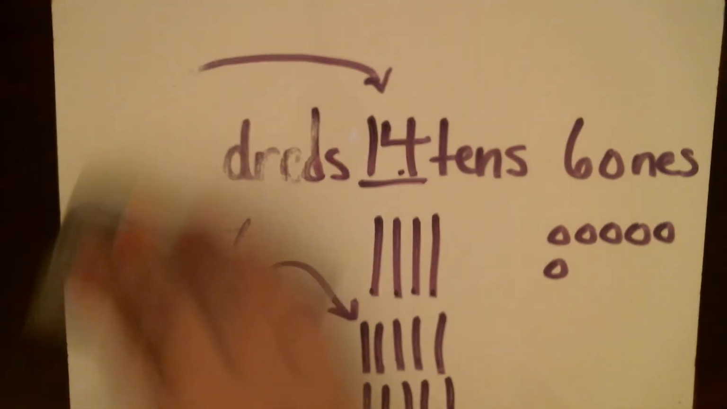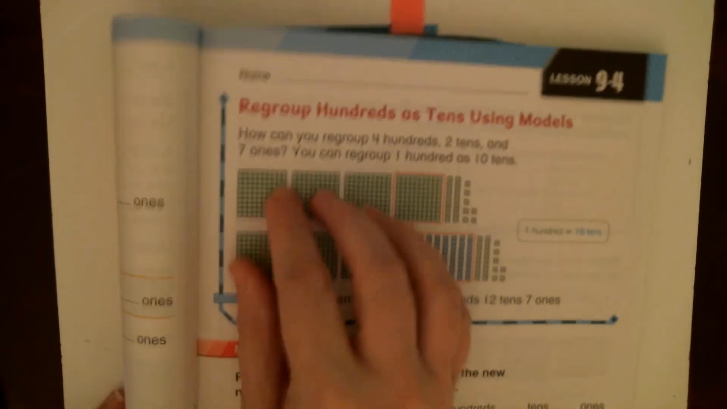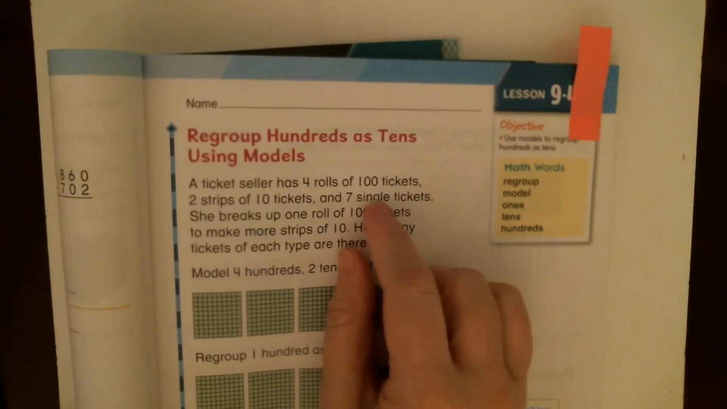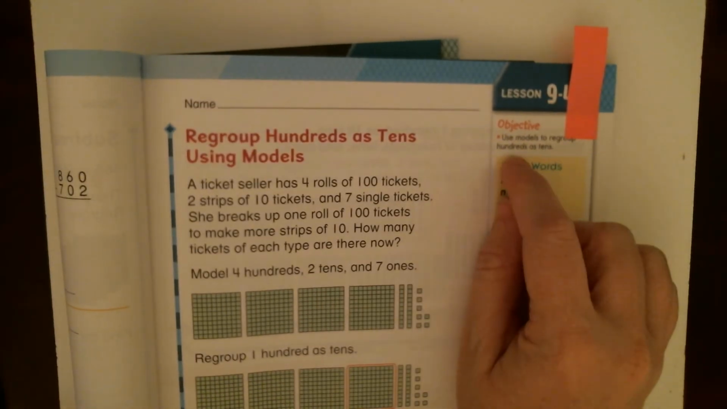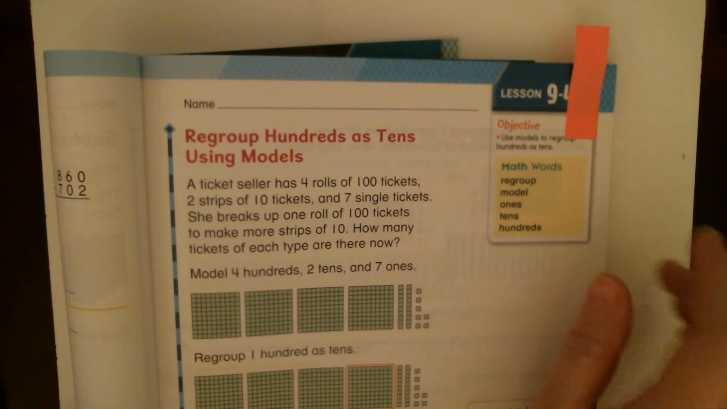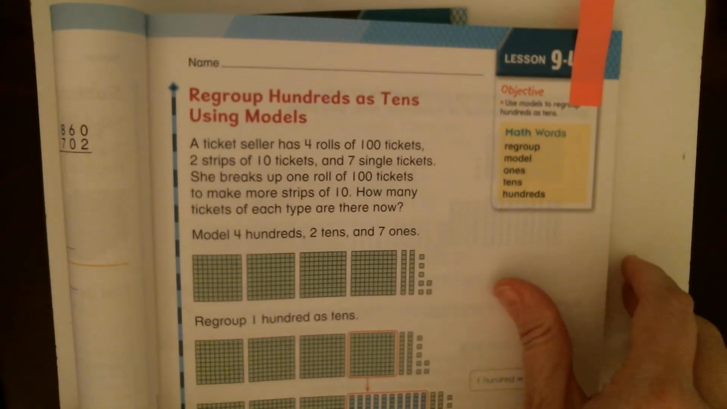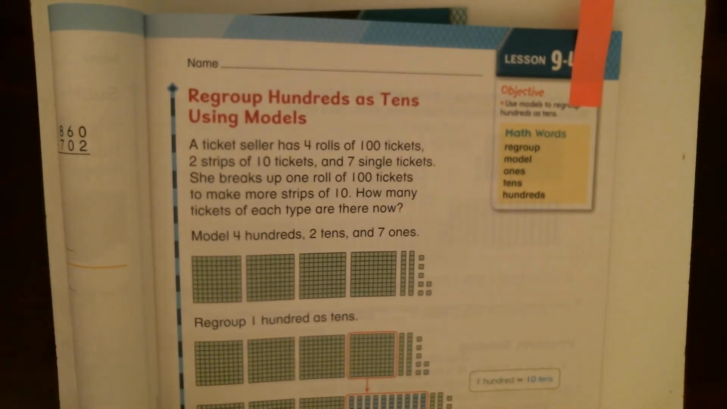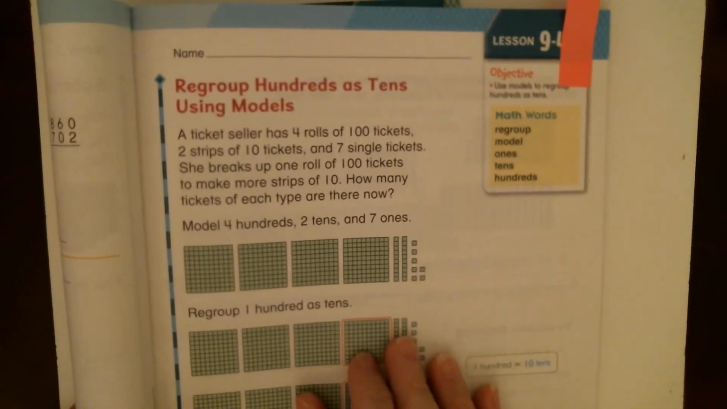All right, so let's take a look at our book now. Let's take a look at that lesson in our book. Nope, wrong page. This one went ahead 2 pages. Okay. So that's our objective today. Use models to regroup hundreds as tens. Draw the picture if you need it, guys. It's not a big deal if you're not ready to do it without the picture. Okay, I tell you that all the time.